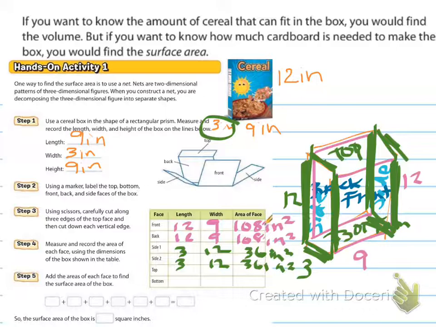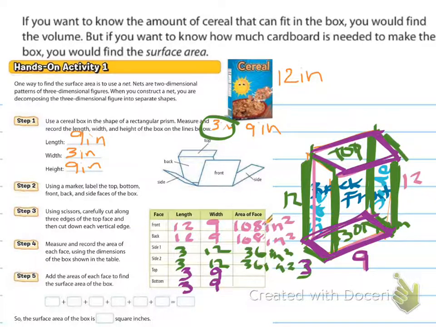Now let's change colors again. My beautiful purple. Now we're going to talk about our top and our bottom. And as you see, we've got a 3 by 9 shape. So we'll have 3 by 9, 3 by 9, and so the area for each is 27 inches squared, 27 inches squared. And so if we're adding them all up, we have, let me get a little closer so I can do this, 108 plus 108 plus 36 plus 36 plus 27 plus 27.